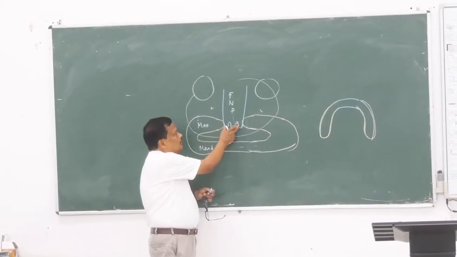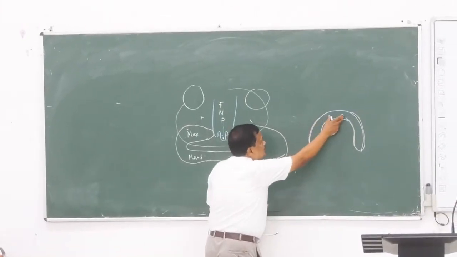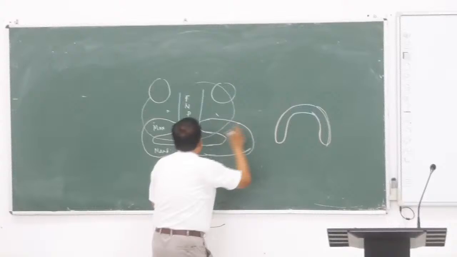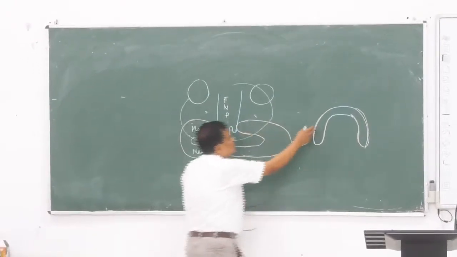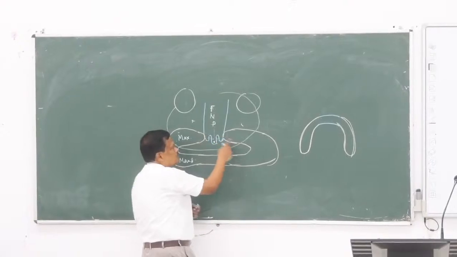So in the midline, there is the frontonasal process, blue color. And laterally, there are two maxillary processes joining the frontonasal process.